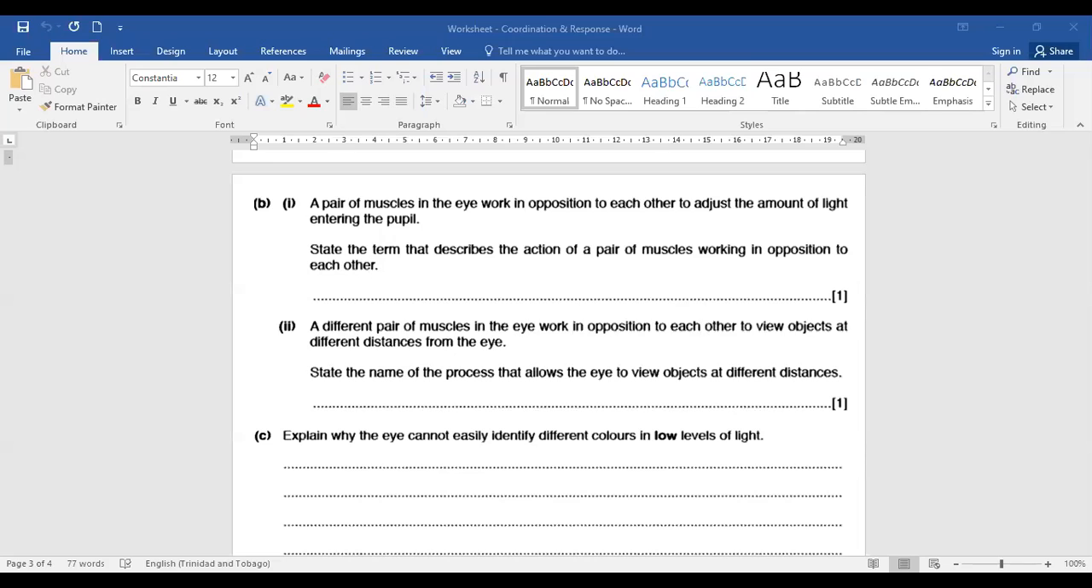So hence the reason they work against each other. One contracting, one relaxing, and vice versa. So those are called antagonistic muscles. I'll type it in for you all to see, so you could remember it.